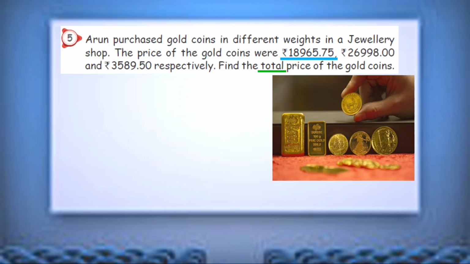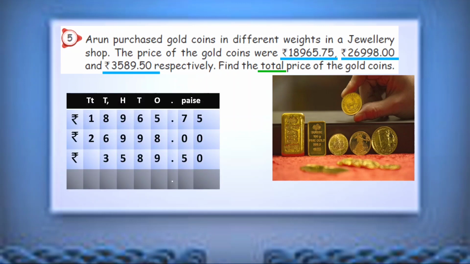Here we have 3 values. So we are going to add these 3 values only. What to be done first? Yes, our first work is we must mention them in a proper place value. Right? Okay, like this. Rupees and paise should be separated with that dot. So that's also very important. Don't forget. Then as usual you can do the addition.